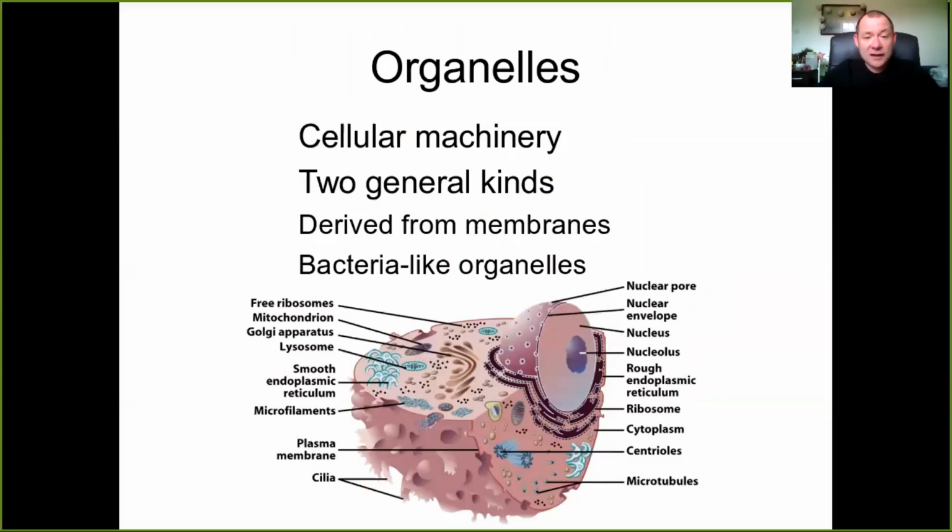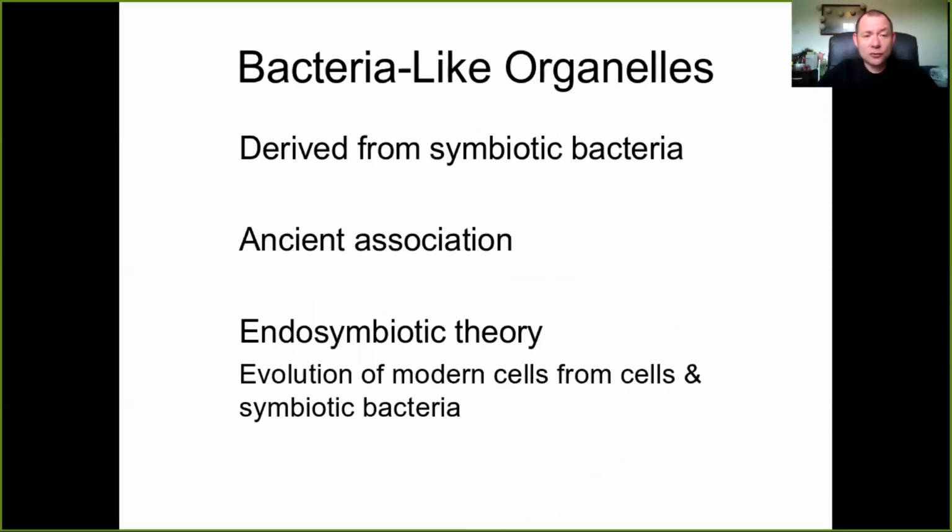There are two general kinds derived from membranes. These are bacteria-like organelles. Bacteria-like organelles derive from symbiotic bacteria. You see, originally, and I'm going to go into this shortly, but I'll give you an overview first. Originally, there were just the prokaryotes, these simple tiny cells with only ribosomes and no other organelles. And they existed for many, many millions of years.